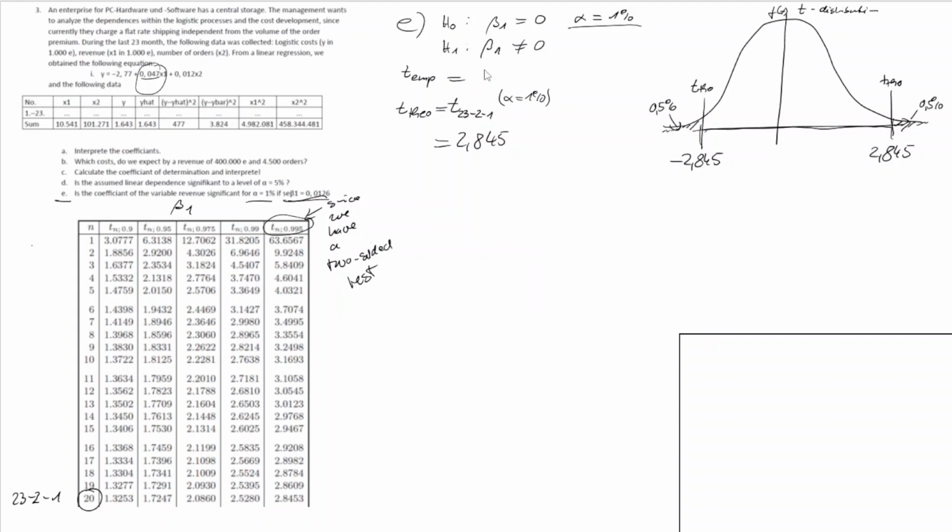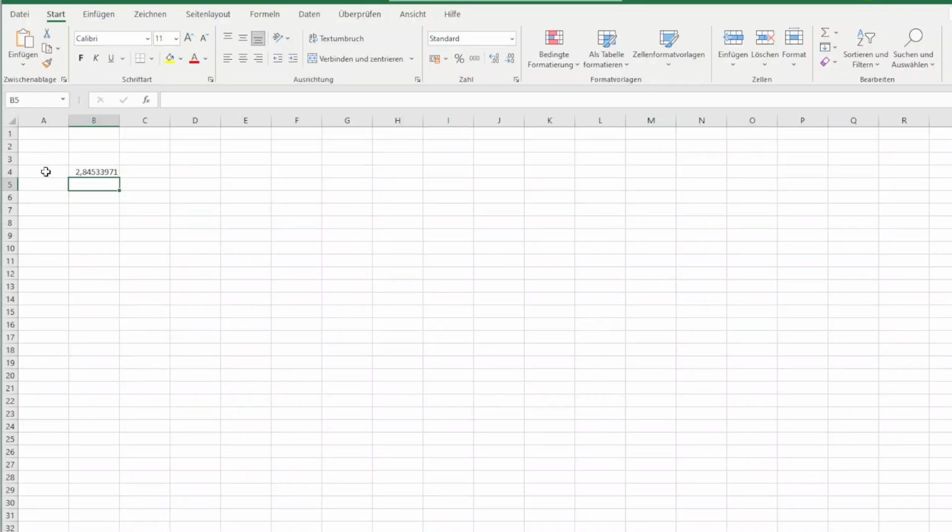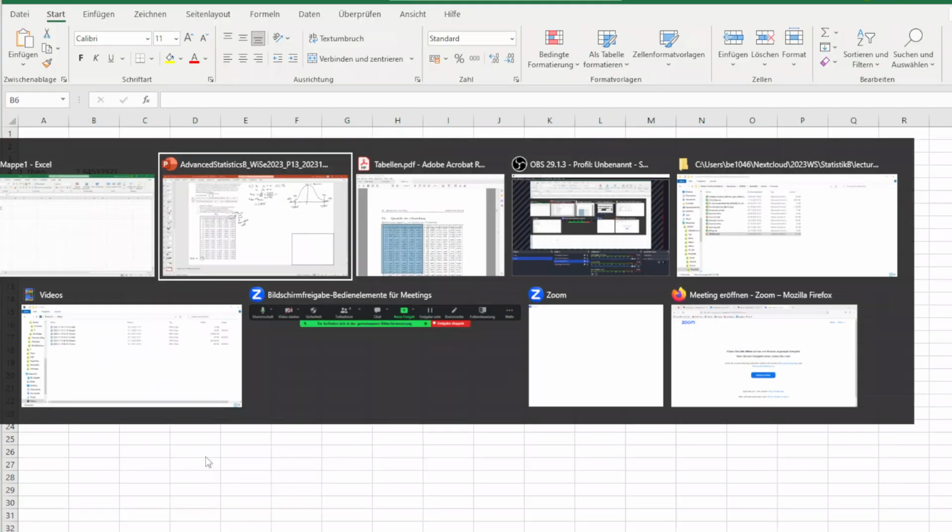and now we have to calculate the empirical value, and this is, please, beta 1 over S. Beta 1 is 0.047 over 0.0126, so this would be T theoretical, and T empirical is 0.047 over 0.0126, which is 3.73.